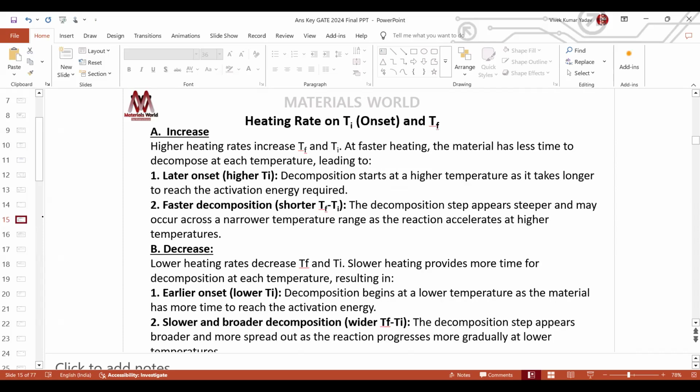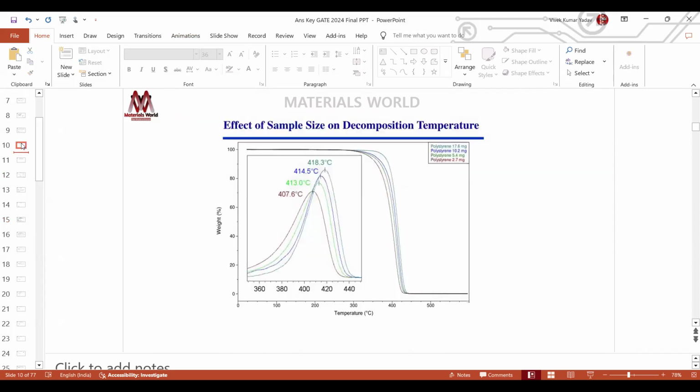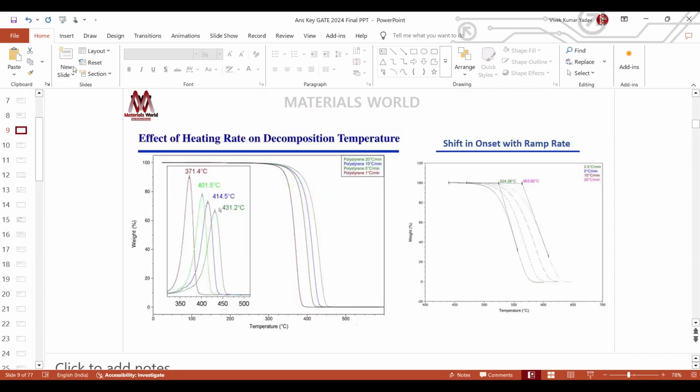Another thing is, what is the effect of heating rate on the onset of Ti and Tf? It's very important. Onset of Ti and Tf means when the decomposition starts and when it finishes. This is the onset, where it starts decreasing. This is the Ti where it starts decreasing, and this is the final, the Tf. So this Ti and Tf will be impacted by the heating rate.